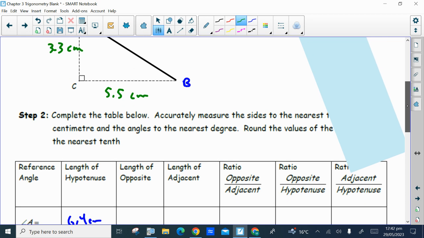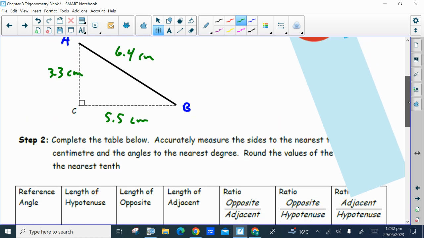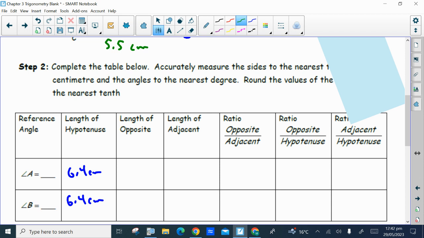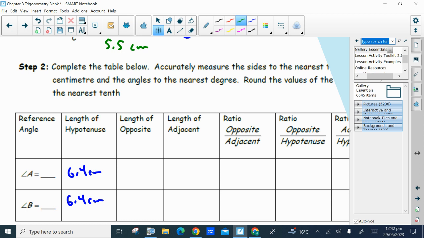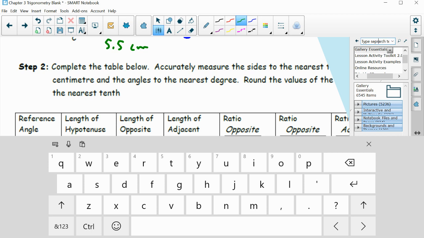You can also use a protractor to measure angles. And you're not going to have to physically know how to do that, but I mean, if we type in protractor here, try that again.